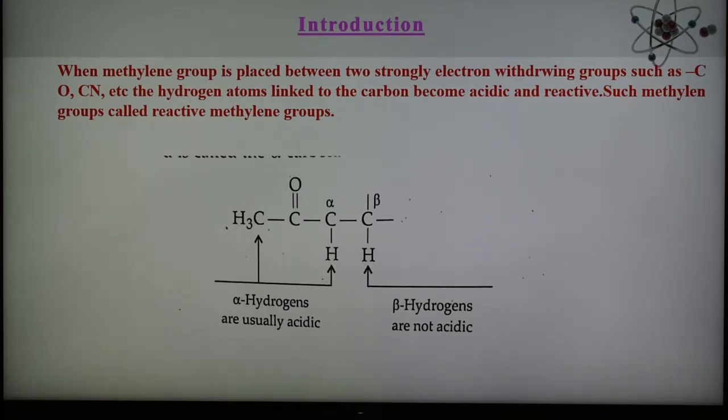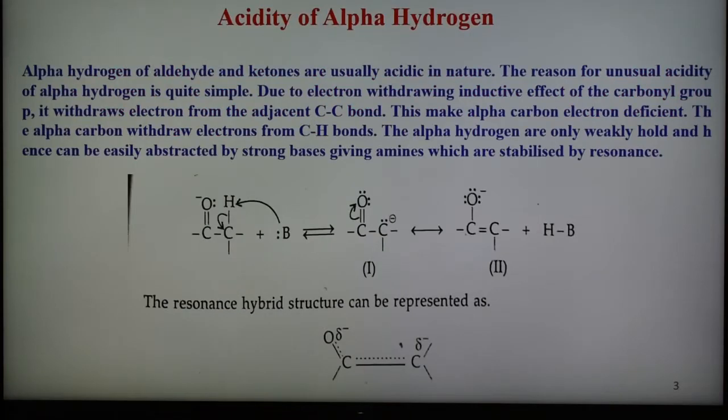So CH2 is the carbon attached to the carbonyl group, which is called the reactive methylene group, and there are two compounds having a reactive methylene group. Here, first of all, we are going to see the acidity of alpha hydrogen, and in this case what the reactive methylene group is.